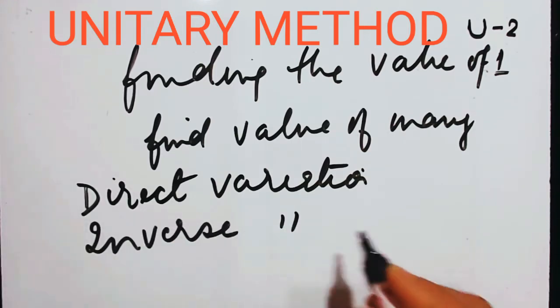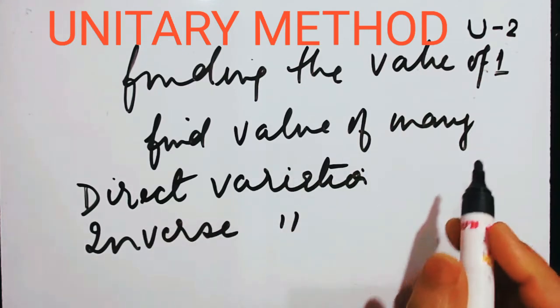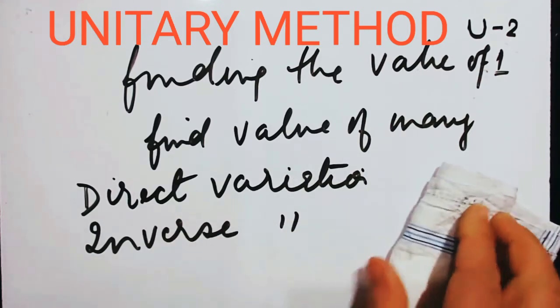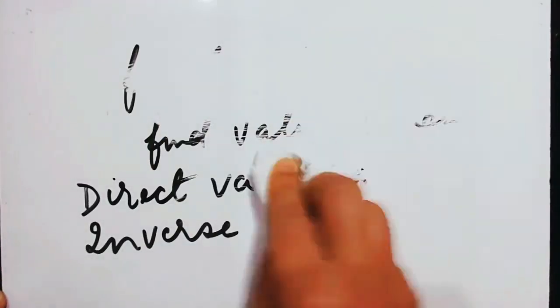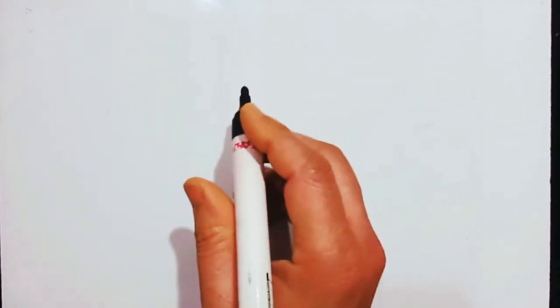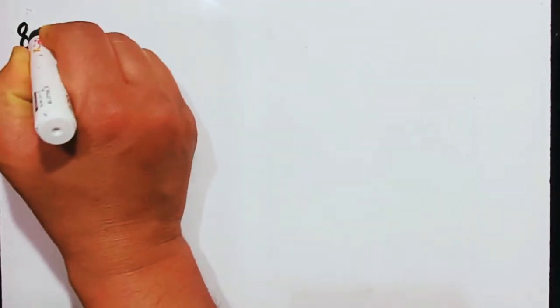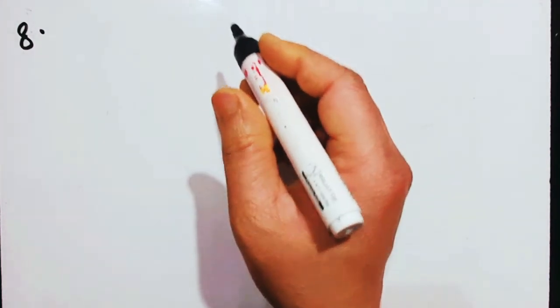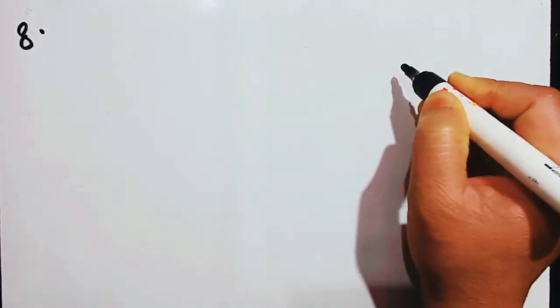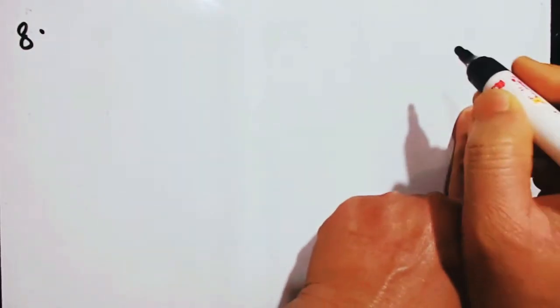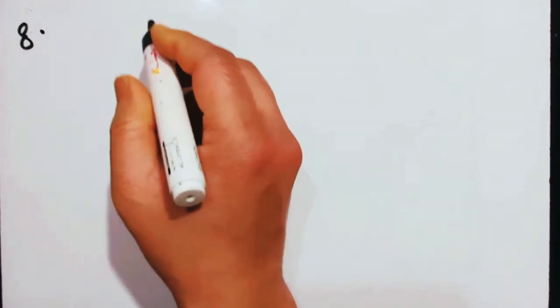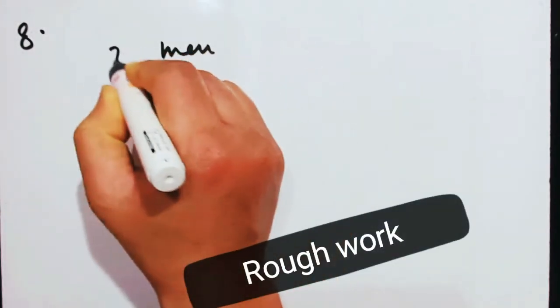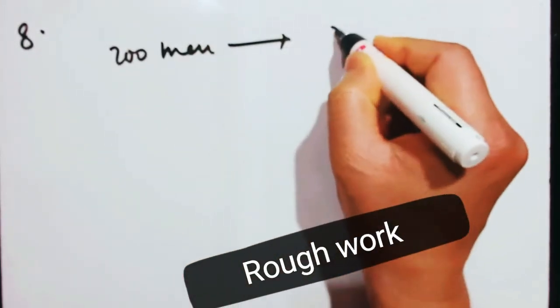In direct variation, the values on both the sides increase or decrease together, but in inverse variation, if the value on one side increases, the value on the other side naturally decreases. For example, let us come to number 8, which says 200 men. I told you in the beginning that if we are finding the value of a particular quantity, it should be on the right hand side. 200 men have provision for about 30 days.